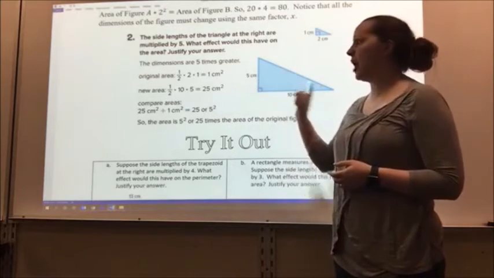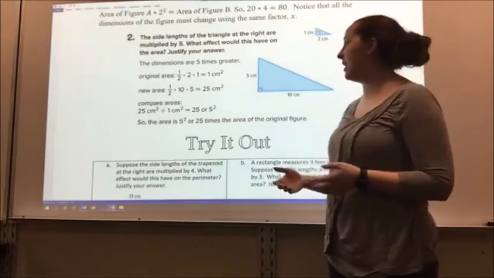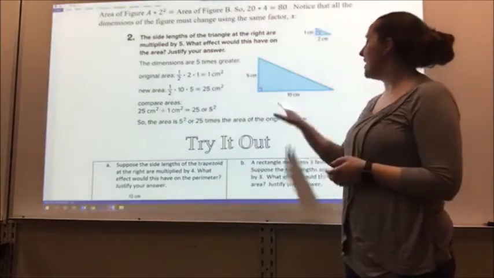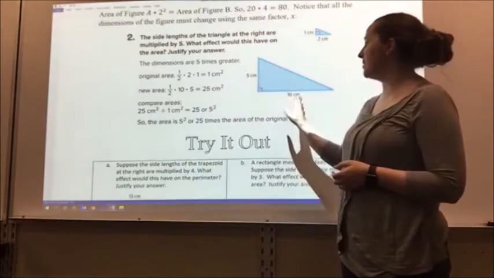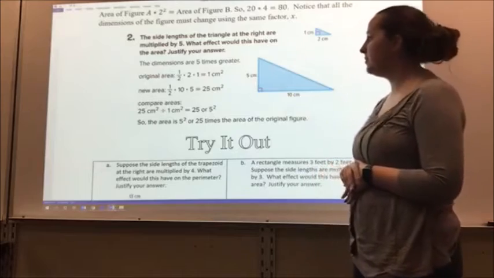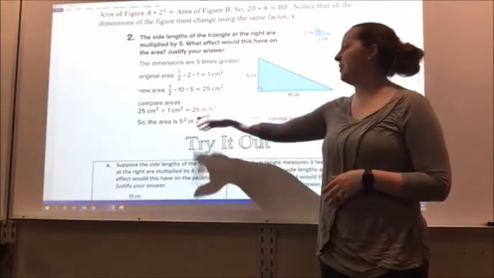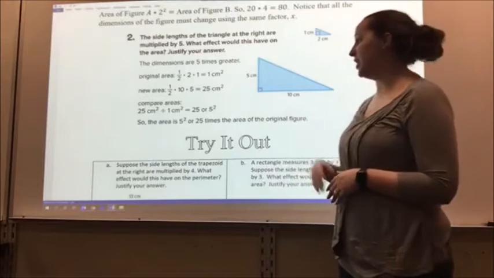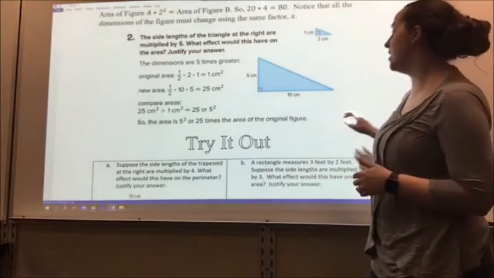So the area of a triangle is 1/2 the base times the height. So I have 1/2 times 2 times 1 is 1 centimeter squared. My new area is 1/2 times 10 times 5, which is 25 centimeters squared. 25 centimeters squared divided by 1 centimeter squared is 25, or 5 squared. Okay, so the area is 5 squared, or 25 times the area of the original figure.